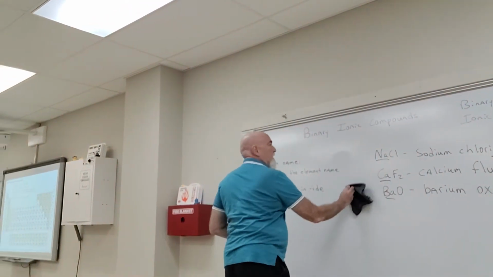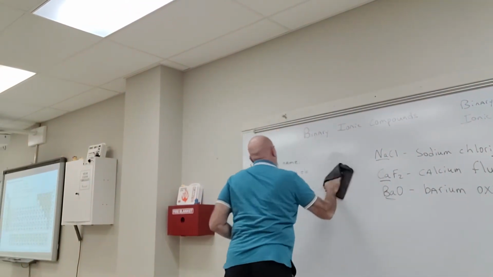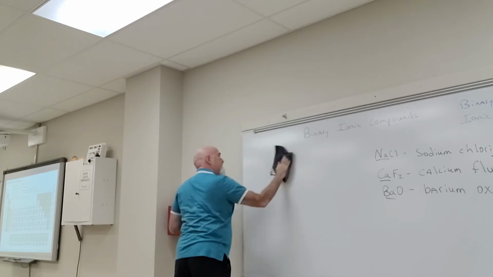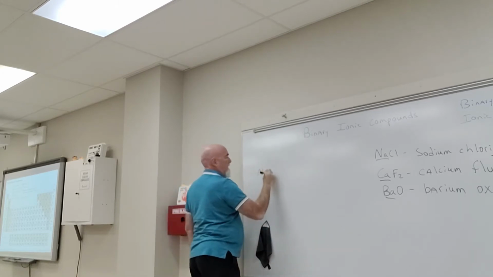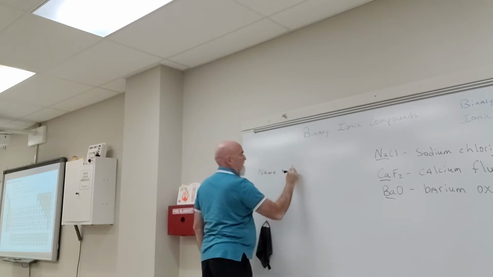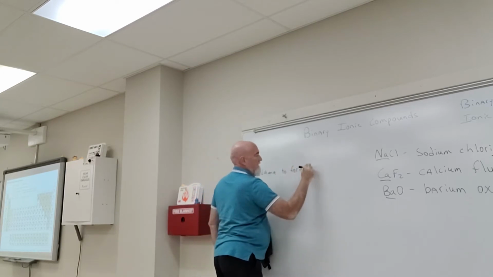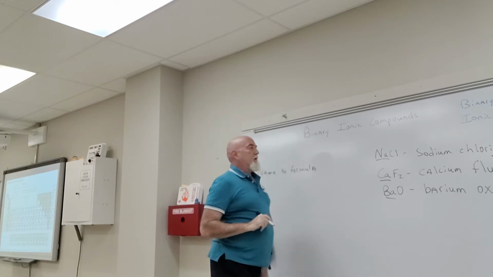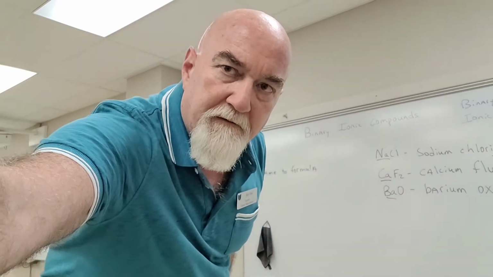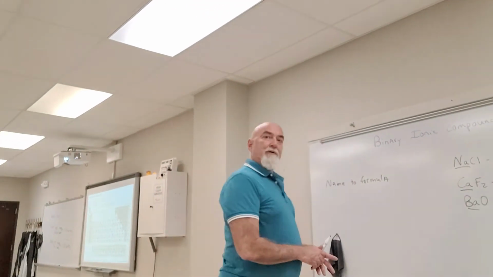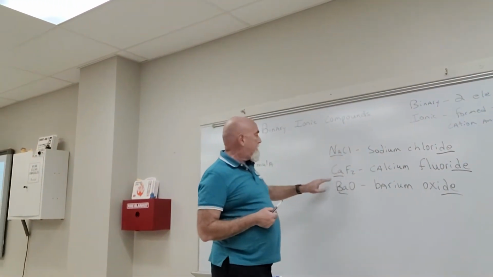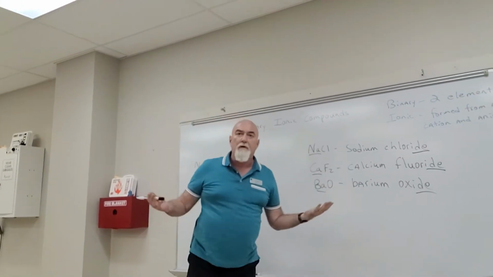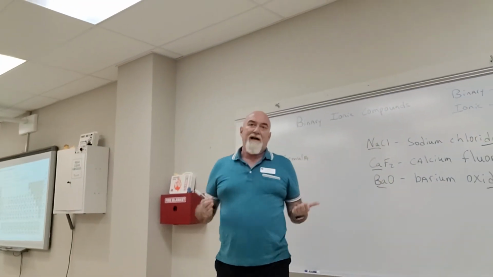That's the easy part. It's a little harder when you want to go the other direction, when you want to go from the name to the formula. When you have the name written out and want to figure out what the formula is. How do I know that this is one sodium and this is one chlorine, but this compound is one calcium and two fluorines? How do I figure that out?